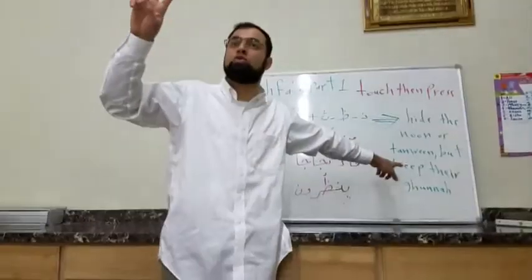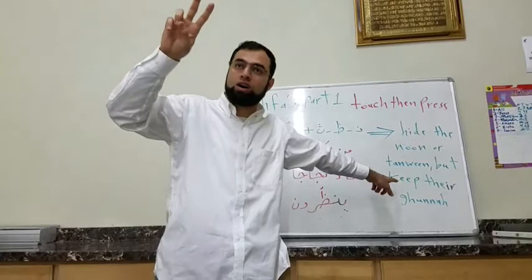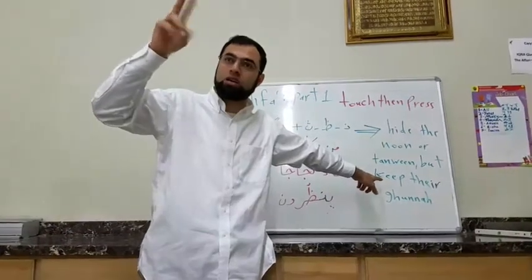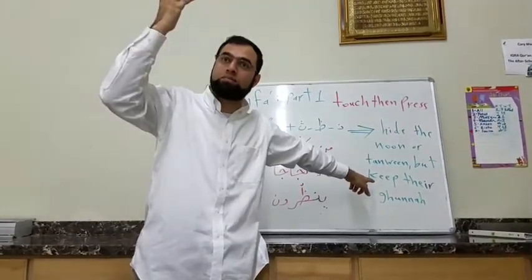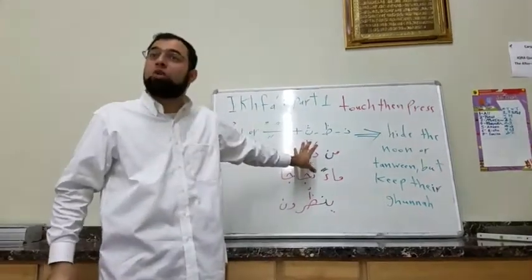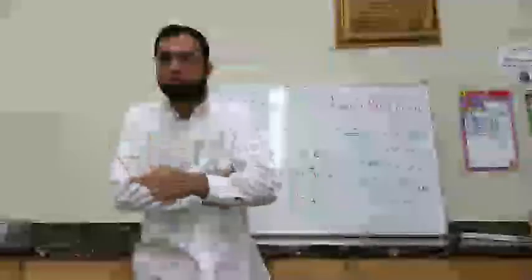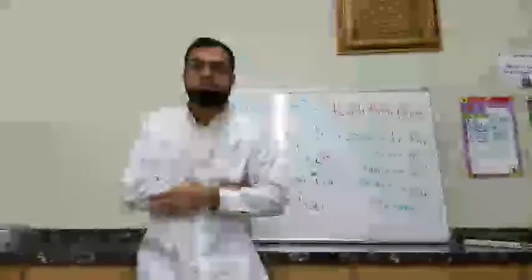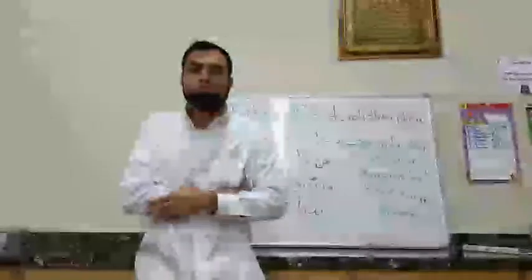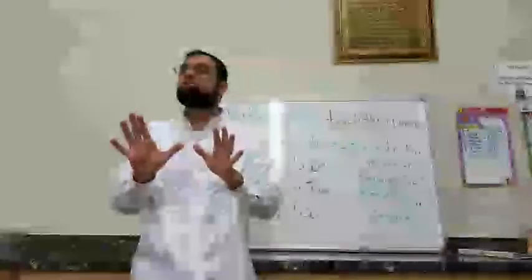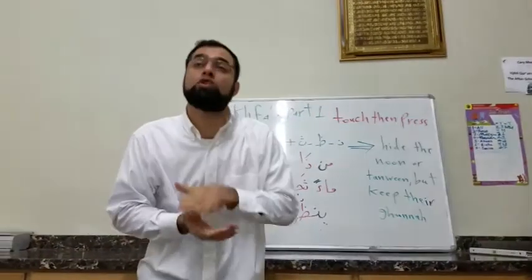I said the noon or tanween, they have two parts: gunnah and touching the gum. In ikhfa, we should hide the noon but keep its gunnah. What does that mean? You make the noon silent, but you go to the next letter. Excellent, good job. So do we touch the gum when we do ikhfa?